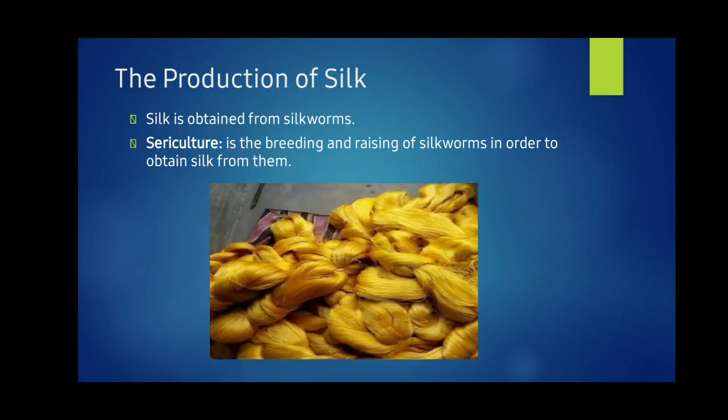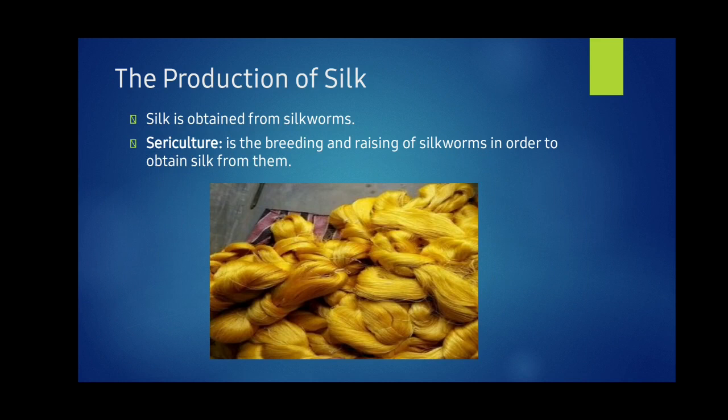Next, the production of silk. This is the second fiber that we need to know about. We are going to see about it. Silk is obtained from silkworms. Sericulture is the breeding and raising of silkworms in order to obtain silk from them. Yes, some people are doing it as their work.